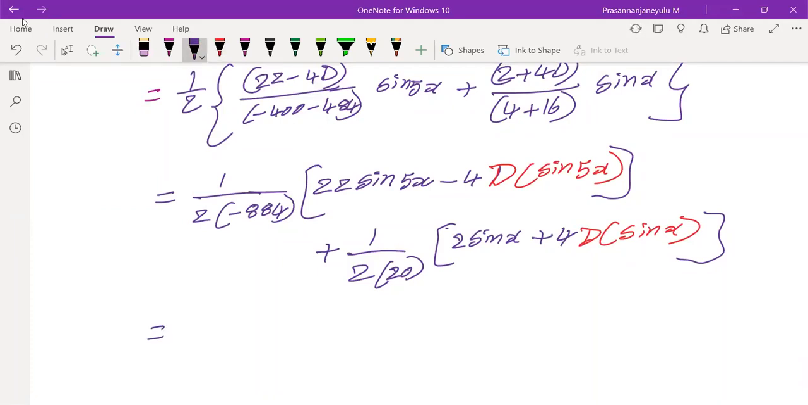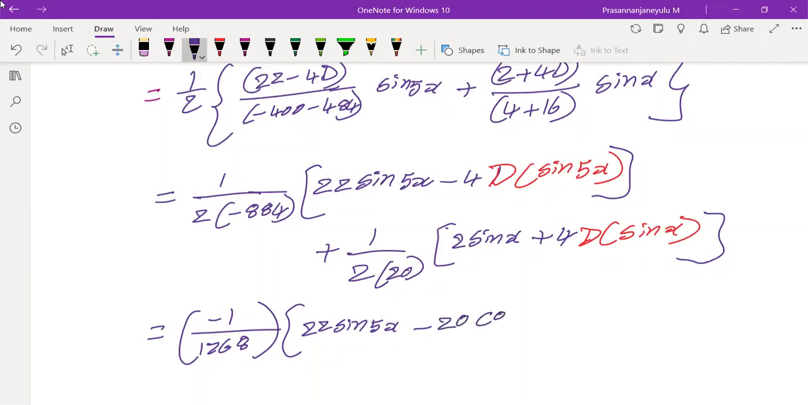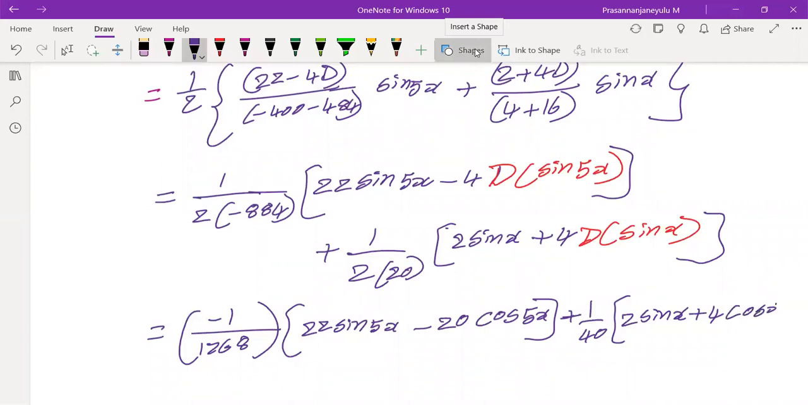So now, here 884 into 2 becomes minus 1 by 1768 into 22 sine 5x minus 4 into, what is the differentiation of sine 5x? 5 into cos 5x. 5 4s are 20. I am writing that step: 20 cos 5x. This is the first term. Plus 1 by 2 into 20 is 40 into, the second term is like this, 2 sin x plus 4 into differentiation of sin x. D is nothing but d by dx of something, that is sin x. So d by dx of sin x is cos x. So this is our yp.